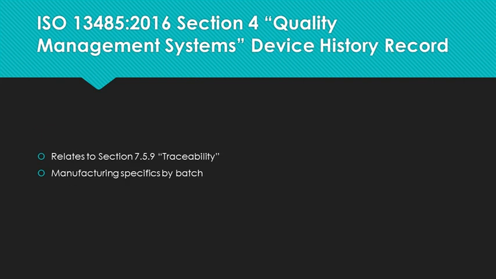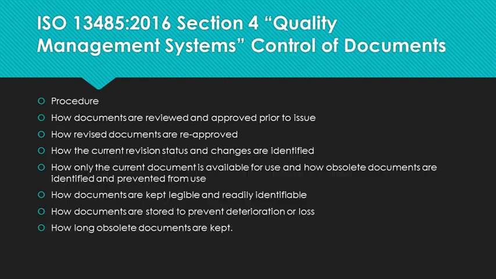A separate file called a device history record, while not specifically required by the standard, is needed. The device history record relates to Section 7.5.9, traceability. The device history record records the manufacturing specifics for each batch, including the specific personnel, the specific equipment and measuring devices, and all test records. I make it a point when I audit each year that these records are audited. So each and every audit, I'm going to be looking at the device history record.